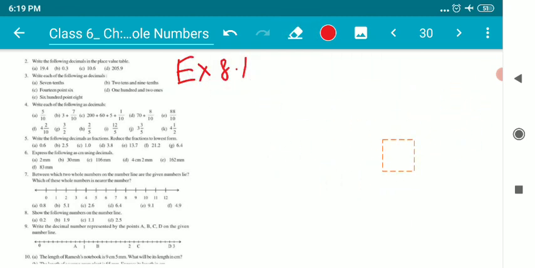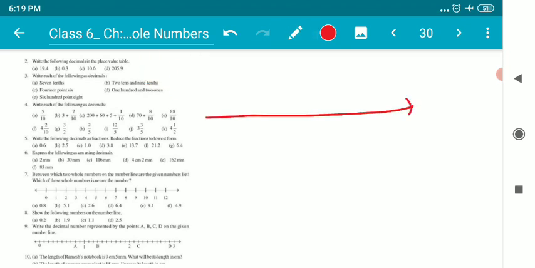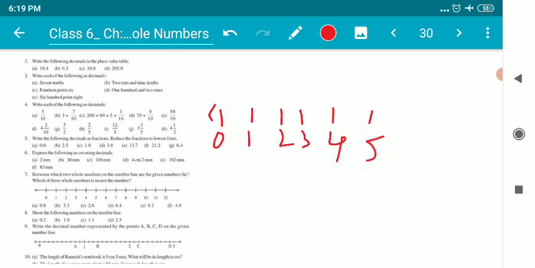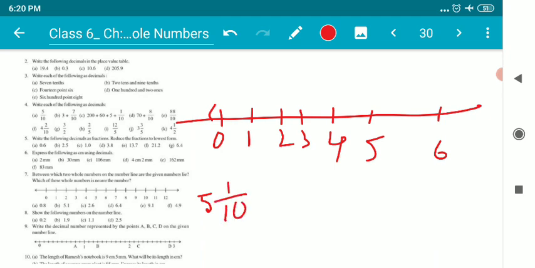These things have already been explained in the live classes as well as in the previous video, children. So let me take up to 5 and 6. Suppose this is 0, this is 1, this is 2, this is 3, this is 4, suppose this is 5, and let me extend a bit. Suppose this is 6. The number was 5 1 by 10. So let us make 10 equal parts between 5 and 6. I made 10 equal parts between 5 and 6.